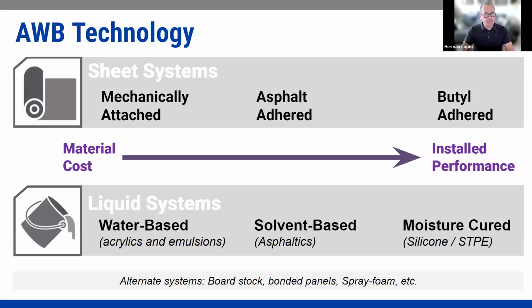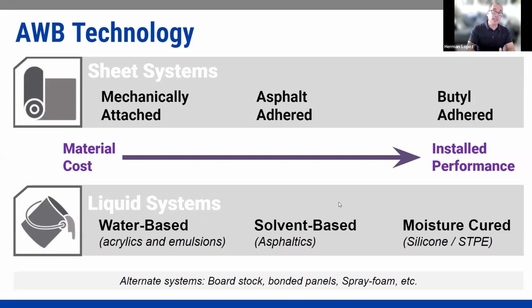Prior to that, we had mechanically attached. We had asphalt impregnated paper. We basically just took paper, added some asphalt to it, and stuck it onto the walls. And it worked. Our intention was good, but it was the wrong materials. A cellulose-based material and an asphaltic product that is going to dry out over time, not a long-term solution. So again, that's why we've ended up at the butyl adhered products.